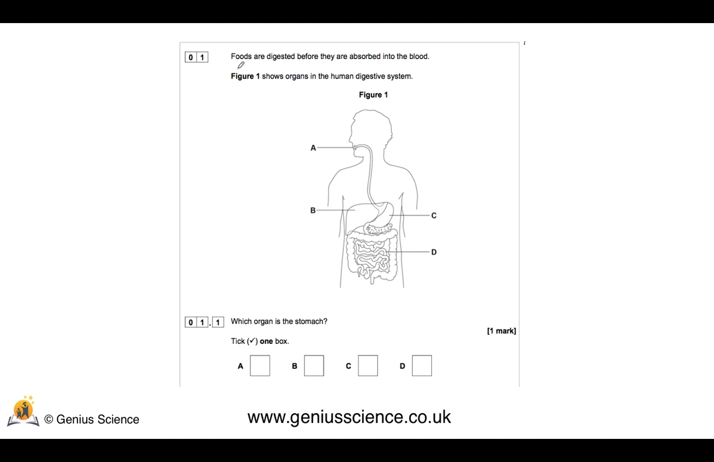So the foods are digested before they are absorbed into the blood, and here we have figure 1 showing us the organs in the human digestive system. Question 1.1 is asking us which organ is the stomach, and we have to tick one box. So by doing this you need to know the parts of the digestive system. A is the mouth cavity, B the liver, C the stomach, D the small intestine, and this here would be the large intestine. So therefore our answer is C.